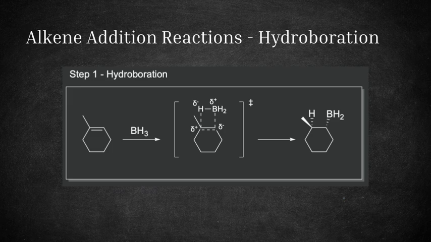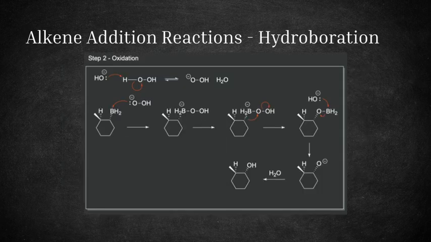This concerted process ensures that the boron and hydrogen are added to the same face of the double bond, resulting in syn addition. The oxidation in the second step of hydroboration oxidation is a multi-step process that transforms the organoborane intermediate into the final alcohol product. First, hydrogen peroxide is deprotonated by the hydroxide anion, forming the more nucleophilic hydroperoxide anion, HO2-, and water.